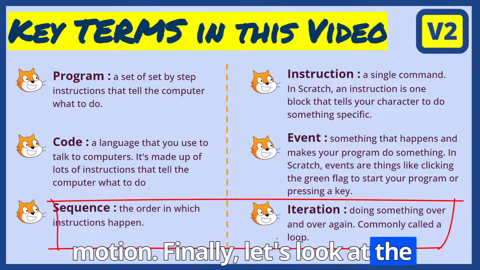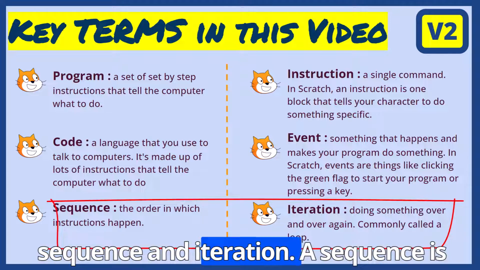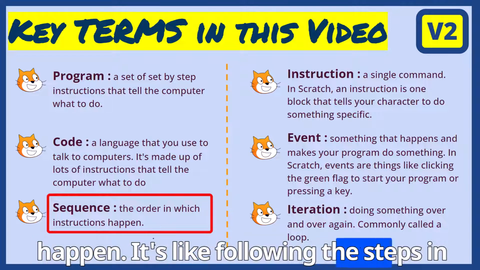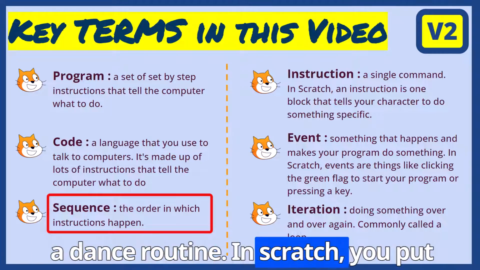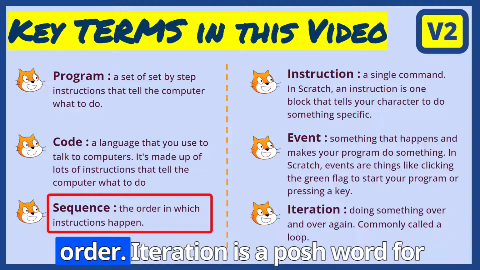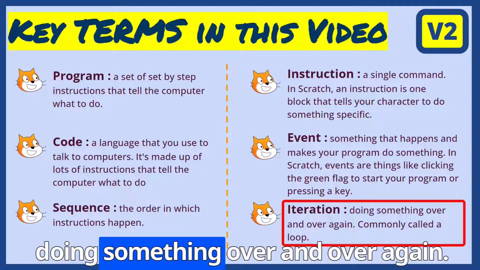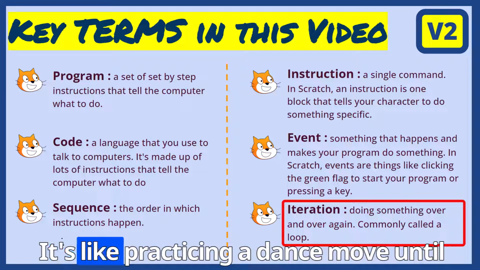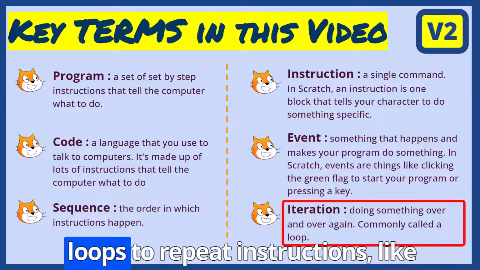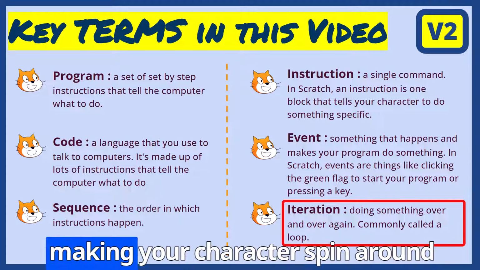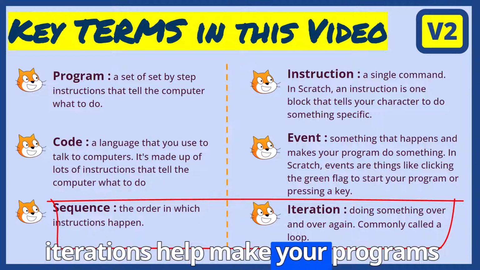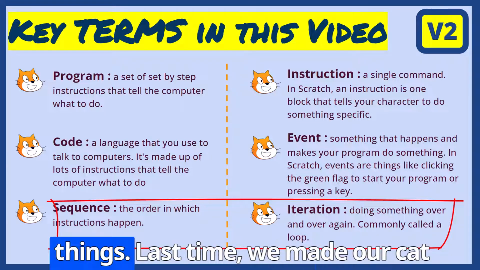Finally, let's look at sequence and iteration. A sequence is the order in which instructions happen. It's like following the steps in a dance routine. In Scratch, you put blocks in a sequence to make sure your character does things in the right order. Iteration is a posh word for doing something over and over again. It's like practicing a dance move until you get it right. In Scratch, you use loops to repeat instructions, like making your character spin around again and again. Sequences and iterations help make your programs work smoothly and do amazing things.